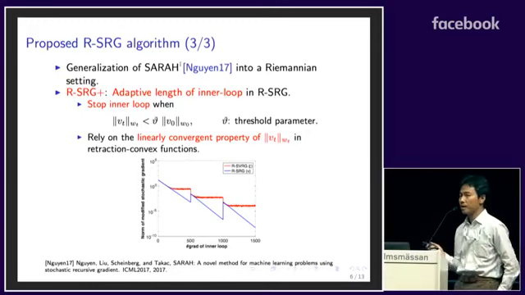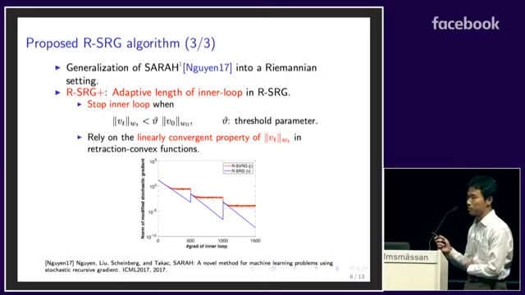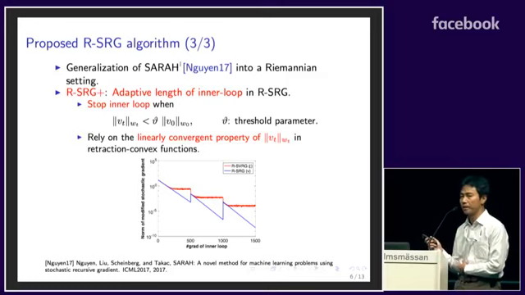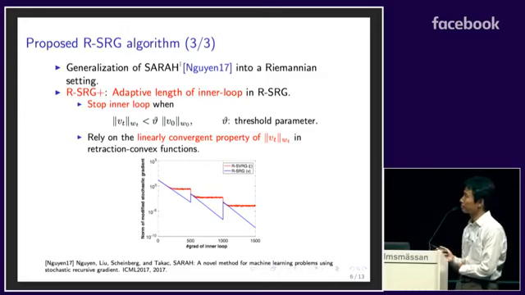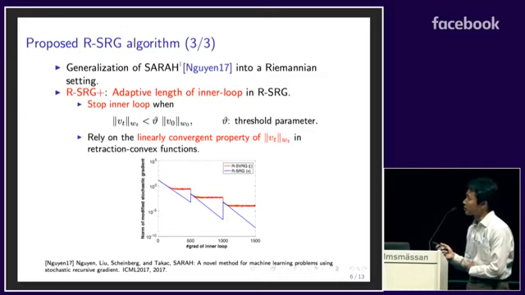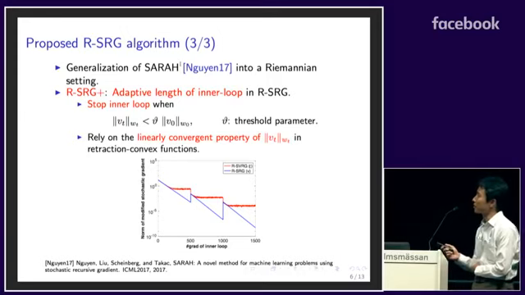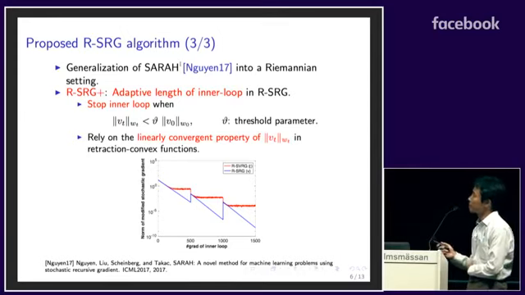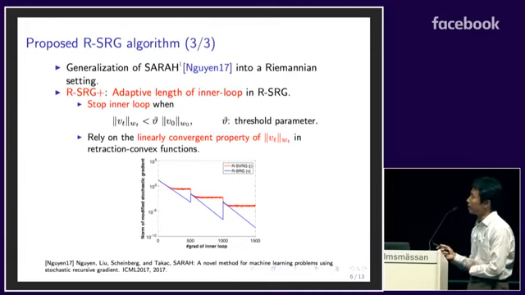This RSRG is a generalization of the SARAH algorithm proposed in the Euclidean space into the Riemannian setting. Like SARAH, RSRG has an accelerated variant, which is called RSRG plus. This RSRG plus has an adaptive inner loop, an adaptive length of the inner loop.